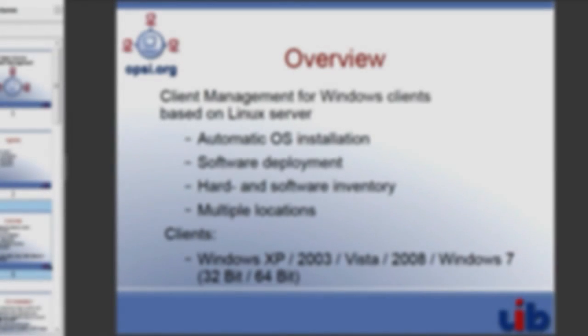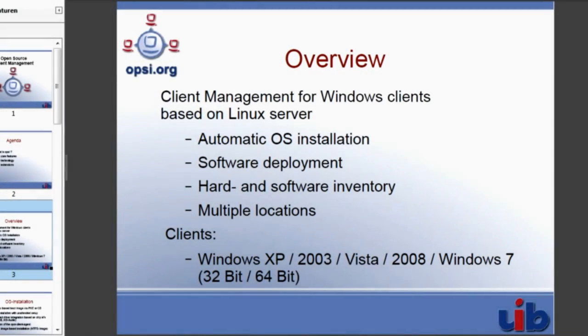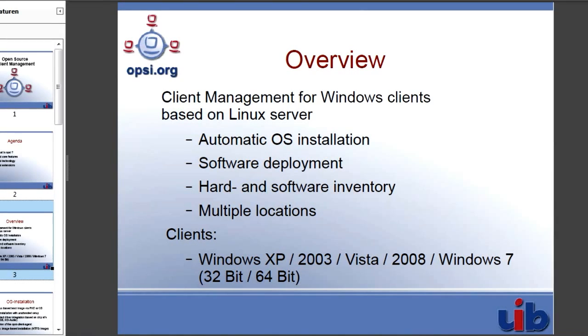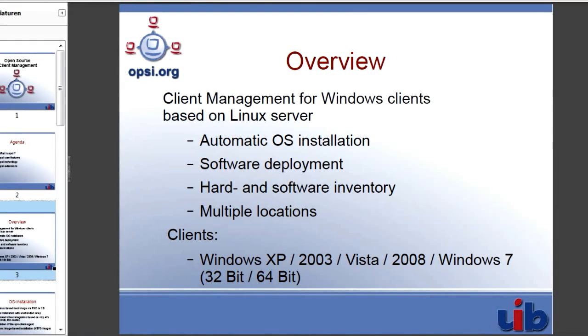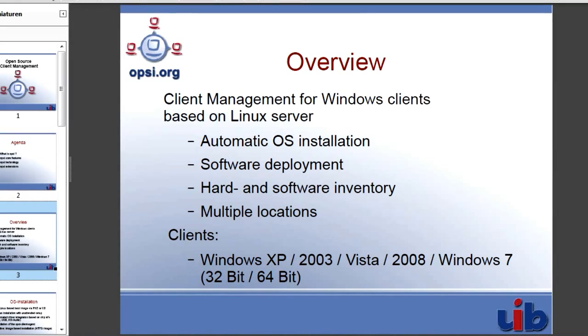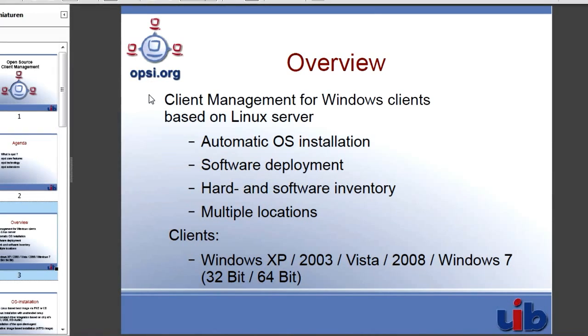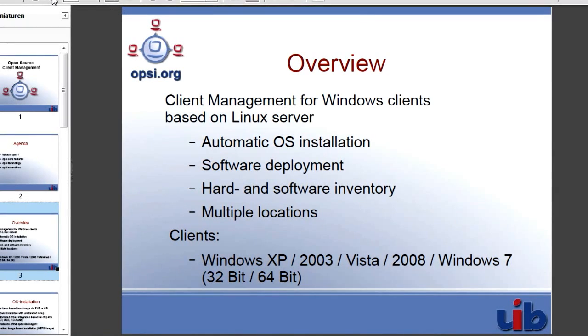So, OPSI is a client management system for Windows clients based on Linux servers, with the core features automatic operating system installation, software deployment, hard and software inventory, and support for multiple locations. The supported clients are Windows XP to Windows 7 in the 32-bit and 64-bit variants.